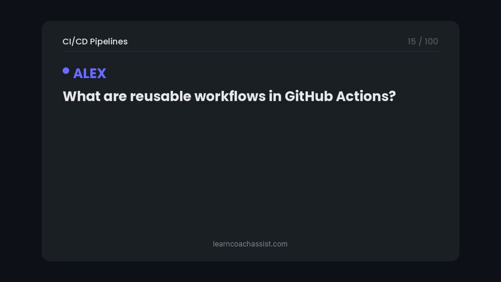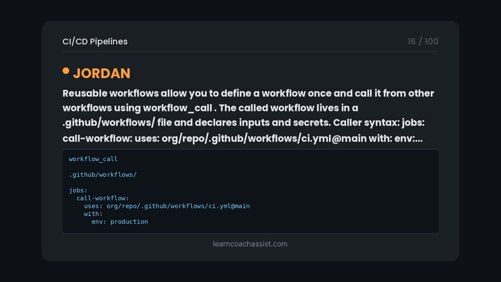What are reusable workflows in GitHub Actions? Reusable workflows allow you to define a workflow once and call it from other workflows using workflow_call. The called workflow lives in a .github/workflows/ file and declares inputs and secrets. Caller syntax: jobs, call-workflow, uses: org/repo/.github/workflows/ci.yml@main with env: production. This promotes DRY principles across repositories.